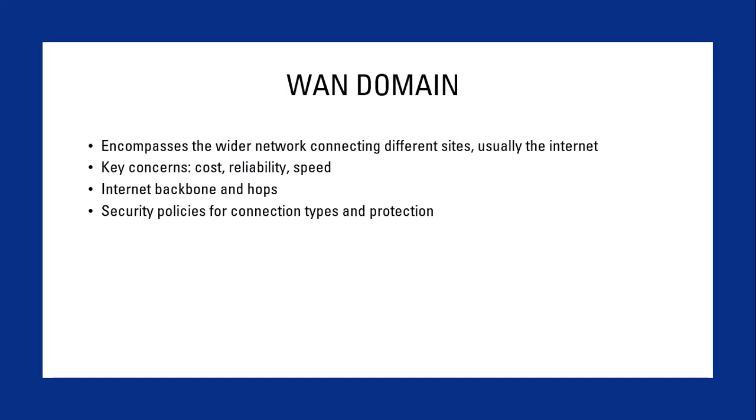Security policies for the WAN domain should cover approved connection types and their security configurations, encryption requirements for data in transit over the WAN, access control and authentication for remote sites and users, and monitoring and incident response for WAN-based threats. Common security controls for the WAN domain include virtual private networks to create secure tunnels over the public internet, software-defined perimeter solutions to create zero-trust network access, cloud access security brokers to secure cloud application usage, and secure web gateways to enforce web security policies.